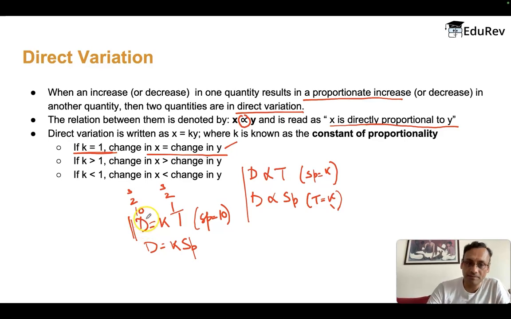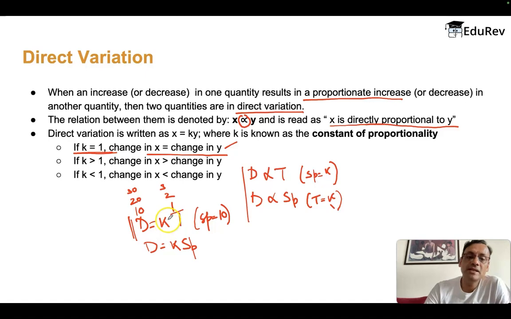Distance increases 10 times as the increase in speed. When your time taken is 2 hours, distance covered is 20. When your time is 3 hours, distance covered is 30. So when k is greater than 1, your distance will increase much more than time taken.